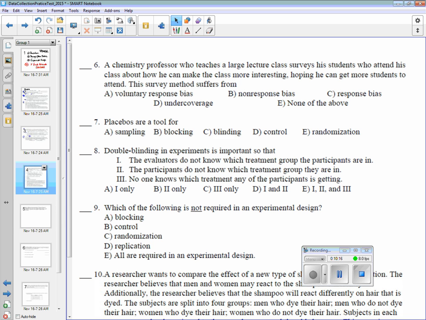A chemistry professor who teaches a large lecture class surveys his students who attend his class about how he can make the class more interesting. Well, it's chemistry. I guess you could do an explosion in the front of the classroom and send people to the hospital, but that would be terrible. Hoping he can get more students to attend, this survey method suffers from. So what's wrong with the way he collected his data?